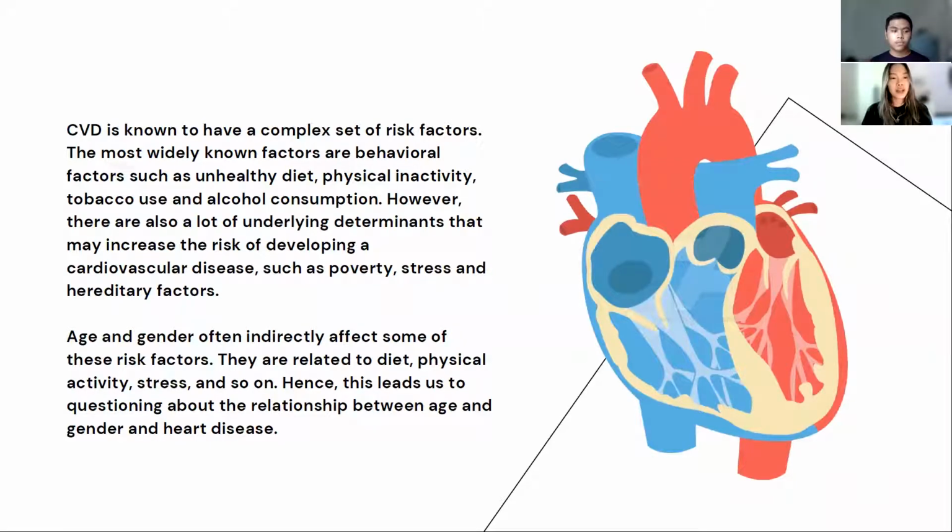And if you look into it, most of the factors that I have mentioned earlier are indirectly affected by either age, gender, or both. For example, people of productive age are more physically active than the elderlies, but they are also more prone to stress than the elderlies and children. And also, males tend to have a less unhealthy diet compared to women. We do not back this based on any scientific research. It's just based on logical reasoning and what we see on the daily. So this leads us to question the relationship between age and gender to heart disease.